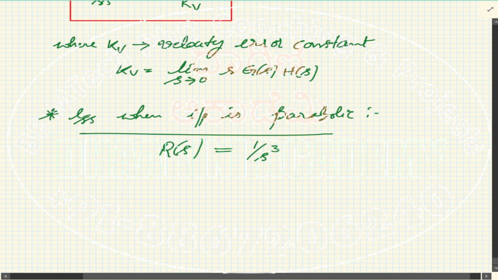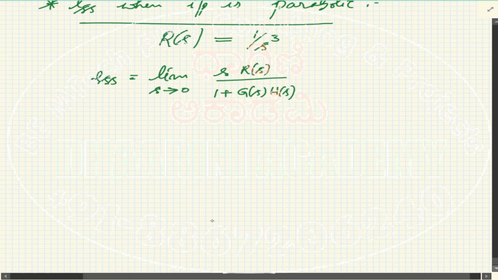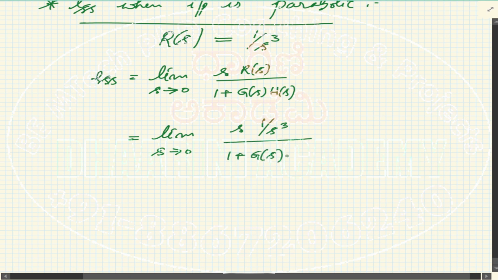S cube is the input. So let's calculate the steady state error using the same equation. This is limit s tending to 0, s into R of s whole divided by 1 plus G of s into H of s. So this is equal to limit s tending to 0, s into 1 over s cube divided by 1 plus G of s into H of s.